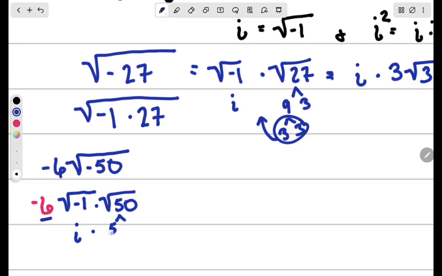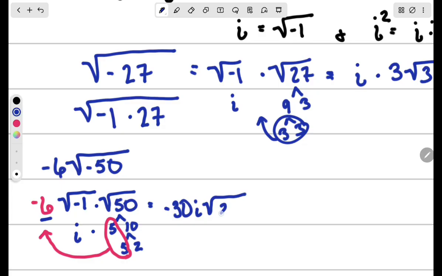50 is 5 times 10, and 10 is 5 times 2. 5 comes on the outside. We're going to put it all the way out here, on the outside of both radicals. So what do we have? We have 5 times negative 6, which is negative 30, i. What's left in the radical? 2.